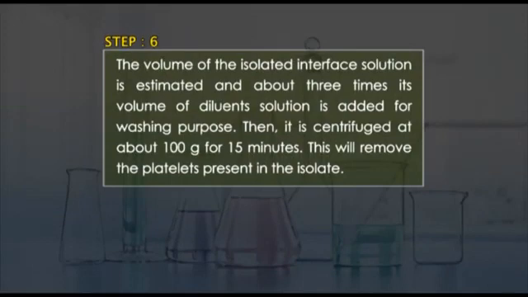In step 6, the volume of the isolated interface solution is estimated and about 3 times its volume of diluent solution is added for washing purposes. Then it is centrifuged at about 100 G for 15 minutes. This will remove the platelets present in the isolate.